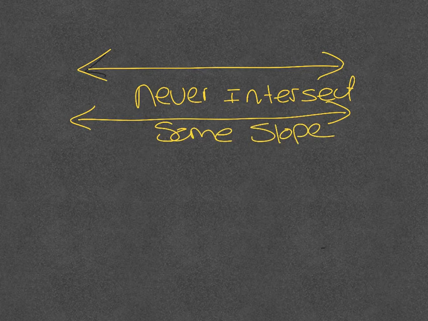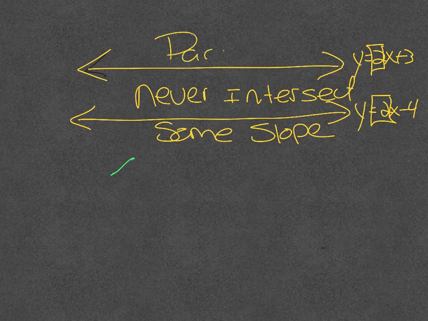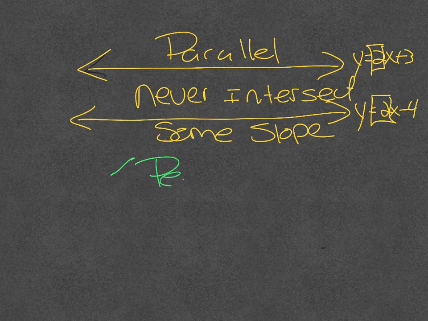So if one of them has a slope of 2, the other one's slope is 2. So if I had y equals 2x plus 3, and this line was y equals 2x minus 4, they would be parallel because they have the same slope. All right? The other type of line is perpendicular.